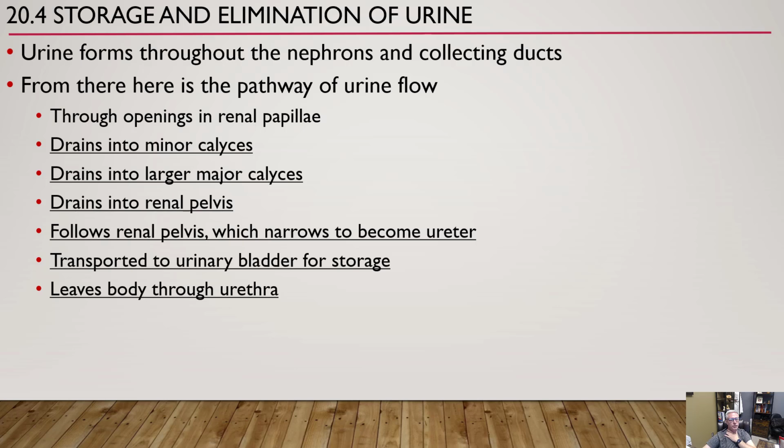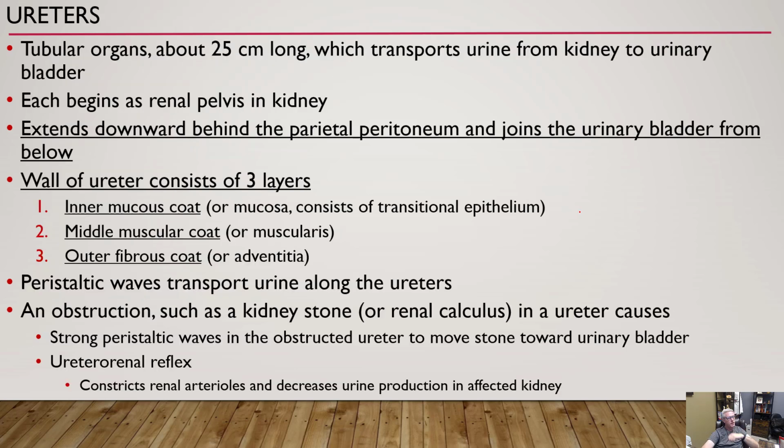All right, so that was the kidney. That was a lot. Please let me know if you have questions. Now, moving on from the kidney itself, urine is going to flow out from the nephron into the collecting ducts. And from here, remember, we have the minor calyces, the major calyces, the renal pelvis, the ureters, the bladder, and then the urethra.